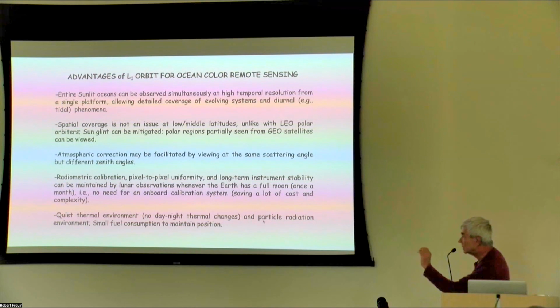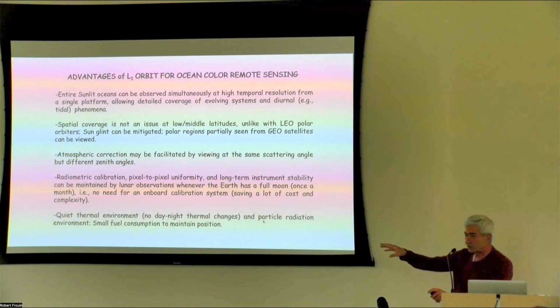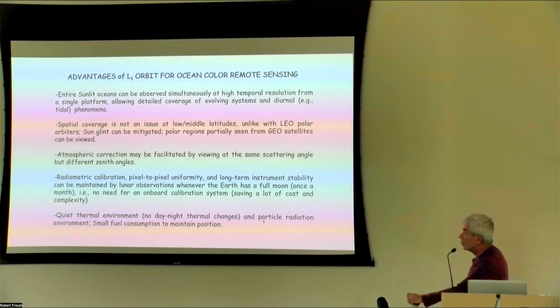So you can really, again, you see the geometry, you look at the sunlit face of the Earth as it rotates, so you take different pictures of the same target during the day. Of course, the viewing geometry is different, but we can have multiple observations during the day, which is quite interesting. And I say here that the spatial coverage is not an issue at low and middle latitudes, unlike with the polar orbiters.